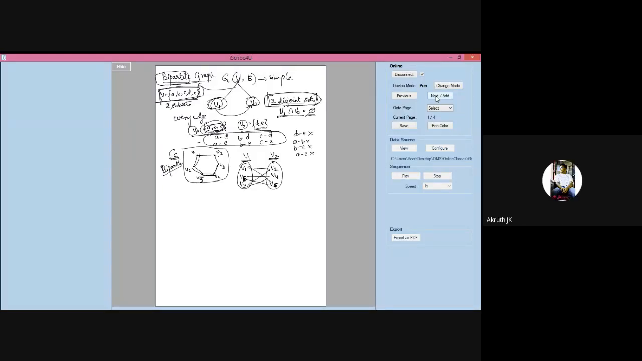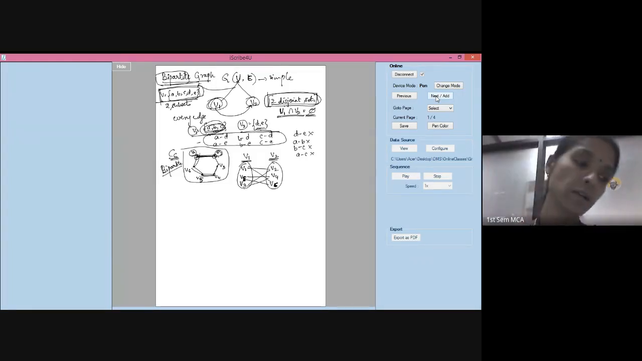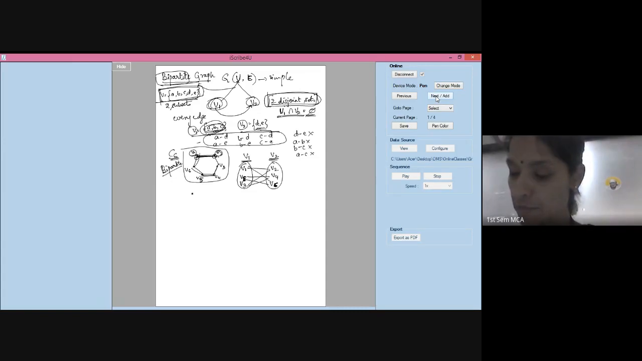Yes, ma'am. Divide the vertices in such a way that your adjacent vertices cannot be in the same subset. V1 and V2 are adjacent vertices. If you are having an edge like this, you cannot put V1 and V2 in the same subset. That is an indication. Suppose I have a graph like this. Can anybody answer me? Is it bipartite or not? This is a bipartite graph.